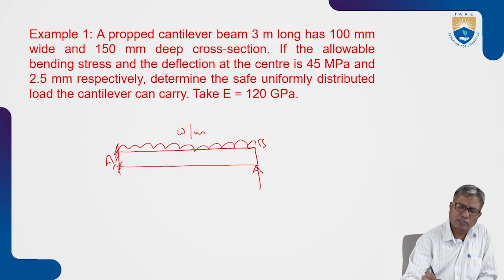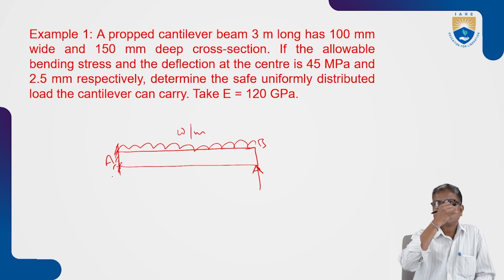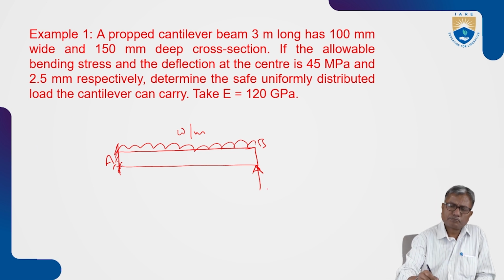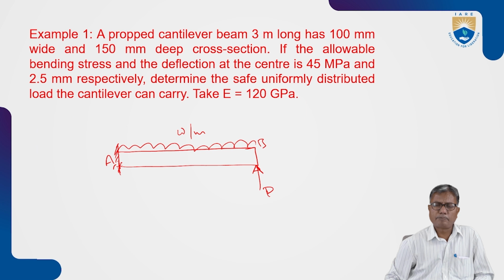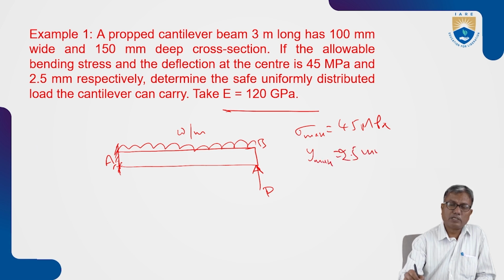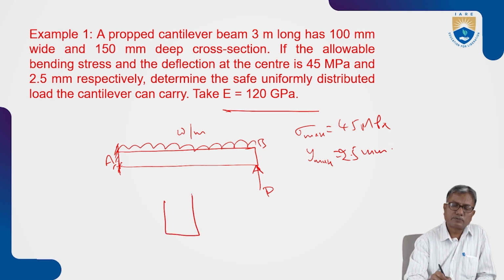It is a propped cantilever with UDL. So how will you solve the prop reaction? First, the prop reaction, let it be P. Here the Young's modulus is given. Maximum bending stress is 45 megapascals and maximum deflection is 2.5 millimeters. The cross section of the beam is 100 mm width, 150 mm depth.